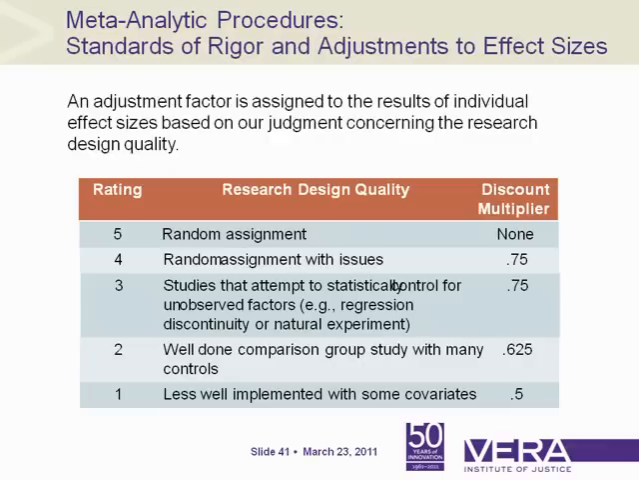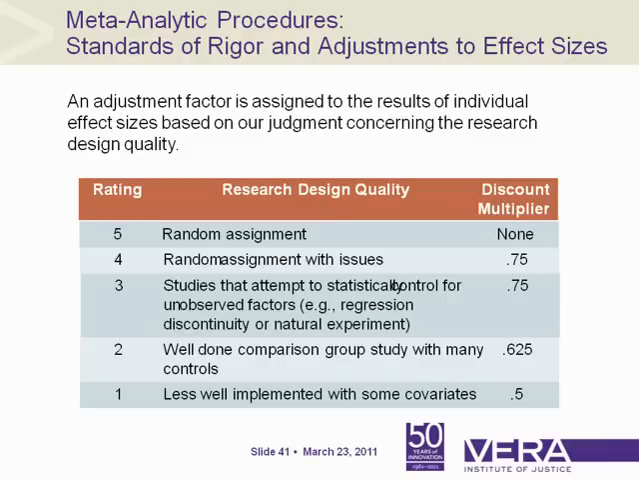So because not all studies are created equal, we've come up with an adjustment factor to adjust the effect sizes, the individual effect sizes from the studies. And it's really our judgment about our concern for the research design quality. You could come up with different discounts, and these are just the discounts that we use. But the more important thing here is that we don't treat all studies of equal quality.